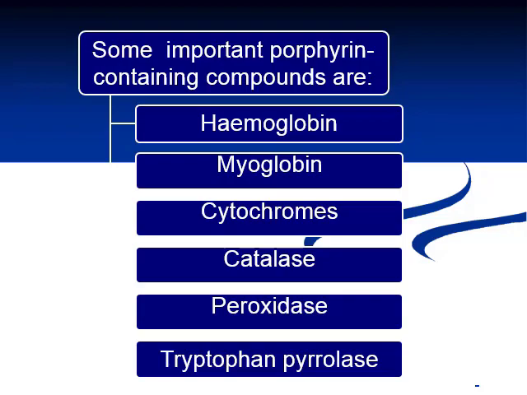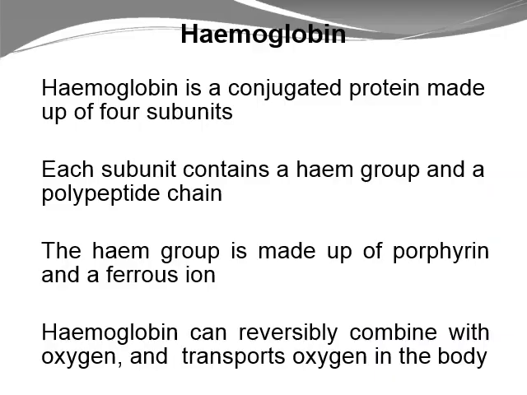Okay, now let's see some details about this. First one, hemoglobin. It's a type of porphyrin in a conjugated protein, made up of 4 subunits. Each of these subunits has a heme group and a polypeptide chain. The heme group of the hemoglobin is basically made up of the porphyrin and the ferrous iron. Hemoglobin has the ability to bind with oxygen reversibly and therefore allows them to transport oxygen in the body.